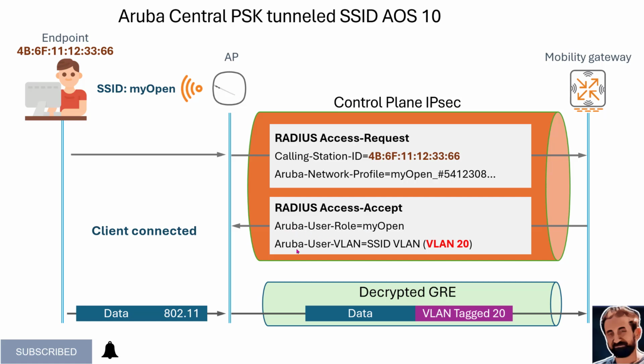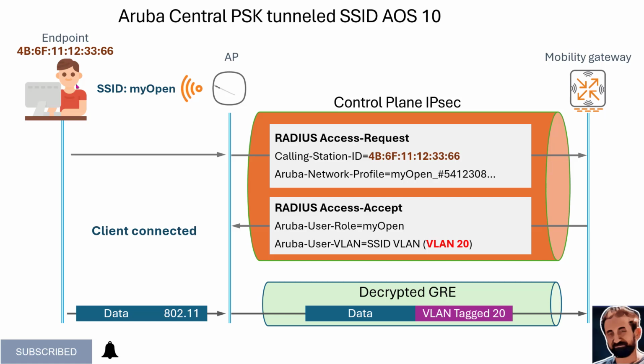So which VLAN does the user end up with? VLAN 20 in this case. That VLAN 20 is configured on the mobility gateway, but not on the switch interface facing the AP. It is a tunnel VLAN. And then the user connects, and the traffic will be sent with the tagged VLAN. And there we go. The client has now performed the pre-shared key authentication.